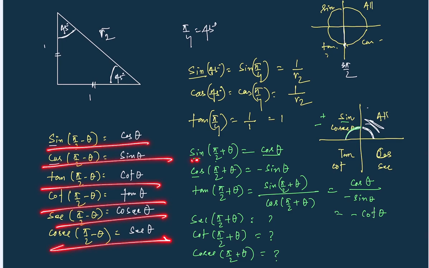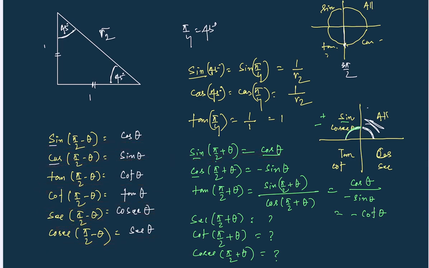But here, what is sin 90 plus theta? Sin 90 plus theta means this will be in this quadrant, because this is 90 and 90 plus theta means here in this quadrant. In this quadrant all signs are positive, so sin 90 plus theta is equal to cos theta. But cos 90 plus theta is equal to minus sin theta, and tan is also going to be minus. You need to find all these values.